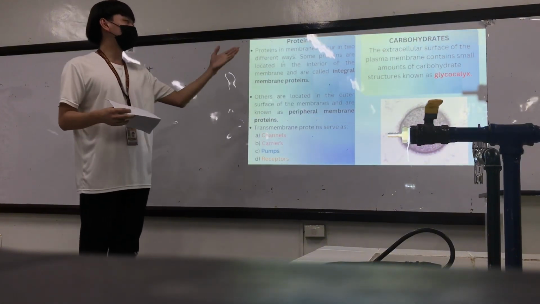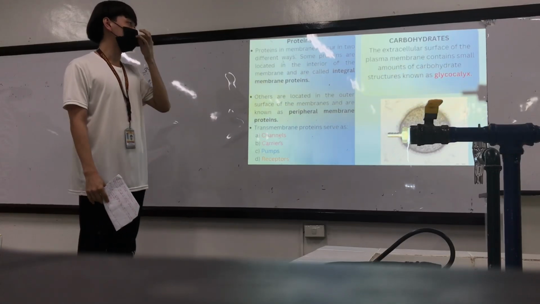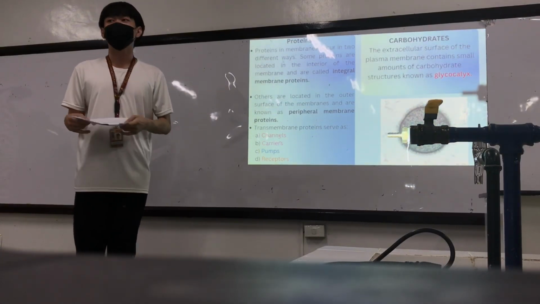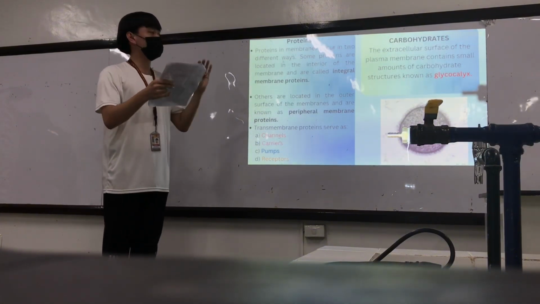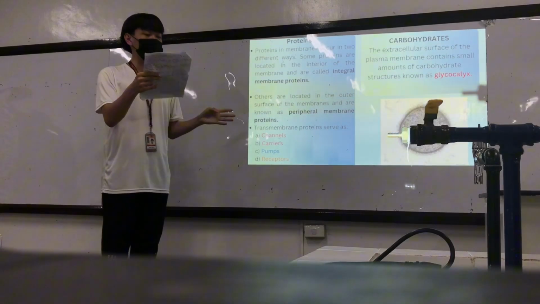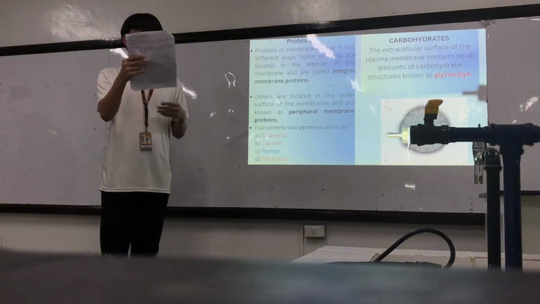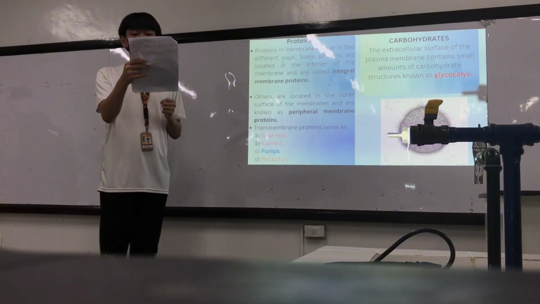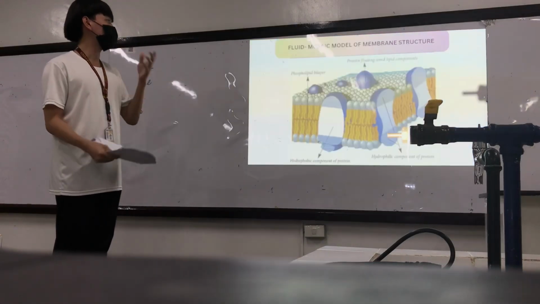Carbohydrates. The extracellular surface of the plasma membrane contains a small amount of carbohydrates, a structure known as the glycocalyx. The glycocalyx helps with cell recognition and protection, and it can also regulate the movement of fluid between the endothelial cells and function as a barrier to macromolecules. So let's proceed to the next slide.